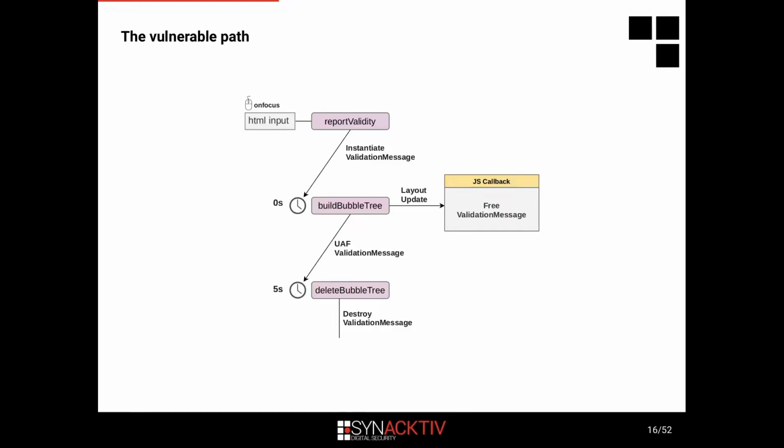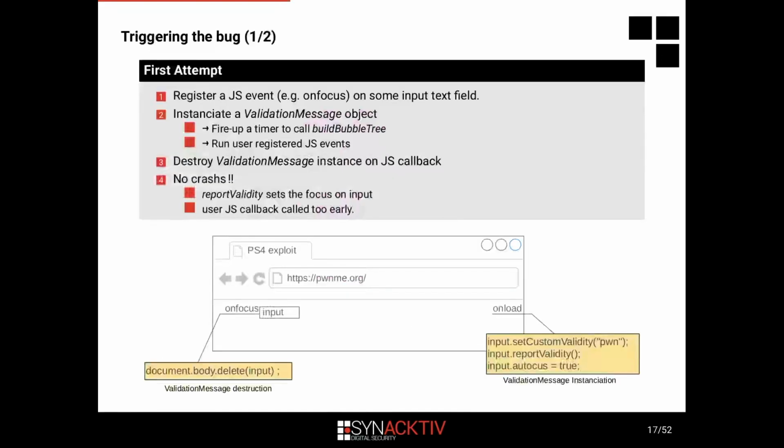Now, if we destroy the validation message instance in this JS callback, then this could lead to a use after free situation when getting back to build bubble tree. Now, if we manage somehow to survive early crashes due to access to invalid validation message fields, we can end up calling this function delete bubble tree after some timer expiration, and this function delete bubble tree will destroy the validation message instance again.